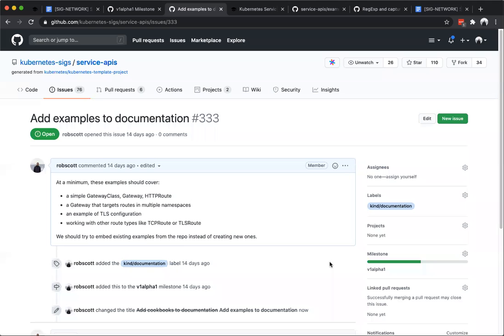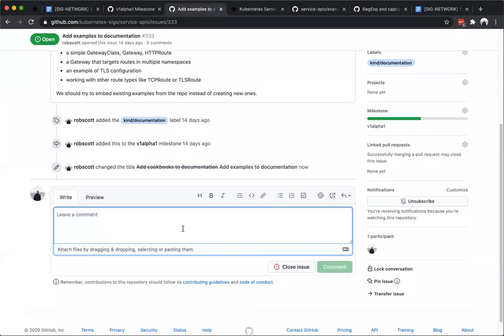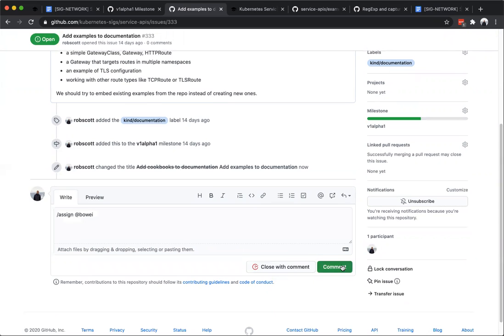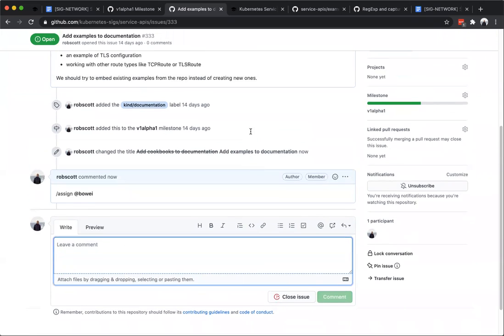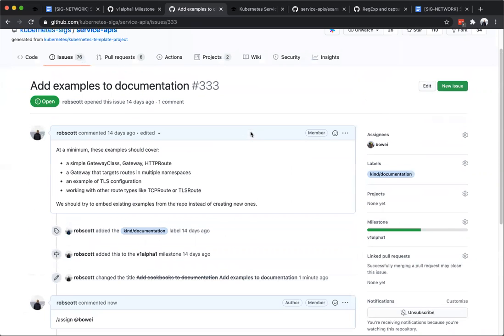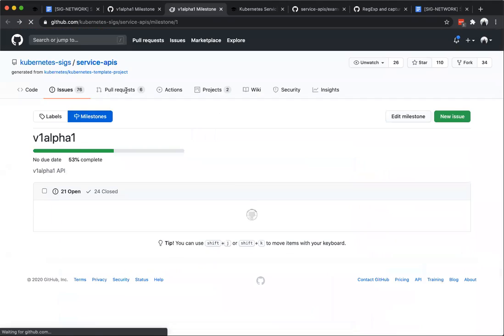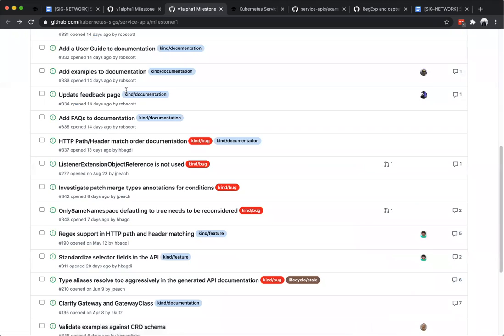And if Bowie said he was taking it on, I'm not sure if this is already assigned to Bowie, but if not, maybe you want to. Does not look like it. Are you good with that, Bowie? Yeah, I'm going through some of the test things. I know we had a demo for CNCF, so I'm going to go over that. Okay.